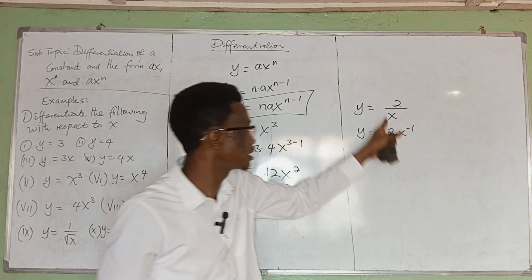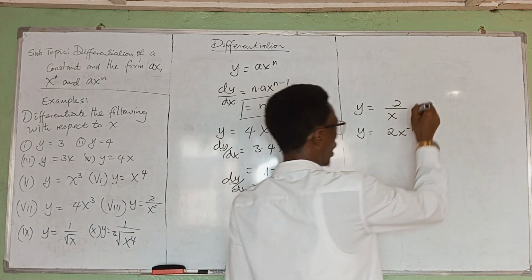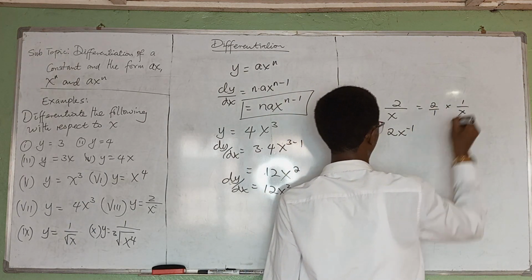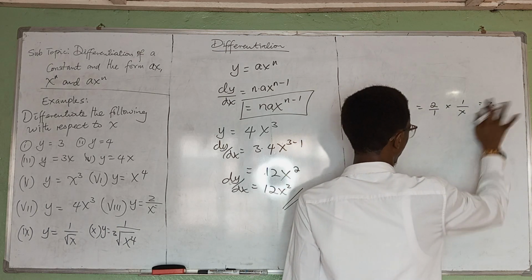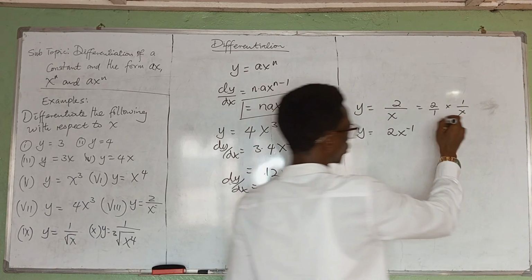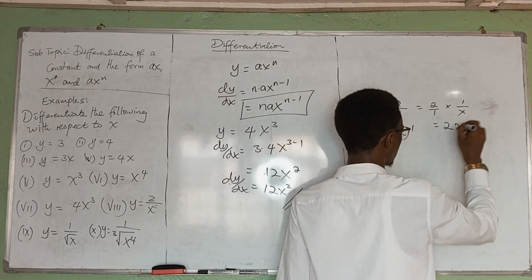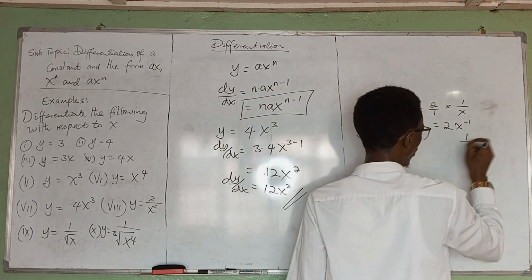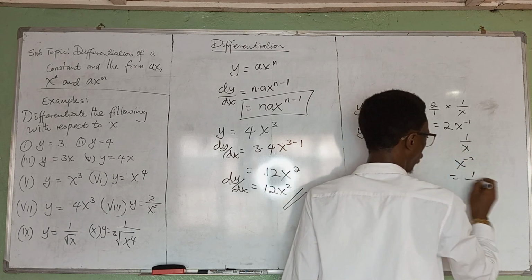Okay, this is the same as this, because remember this one can also be written as 2 divided by 1 multiplied by 1 over x. You multiply this, it becomes 2 again, and you multiply this, it becomes x. Now if you have it this way, this becomes 2, and 1 over x is the same as x raised to the power minus 1. If you want to change that to a fraction, it becomes 1 over x. If you have x raised to the power minus 2 and you want to change that, it becomes 1 over x squared.